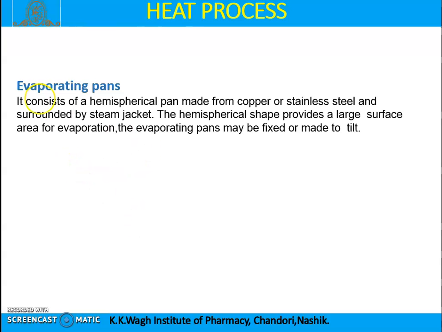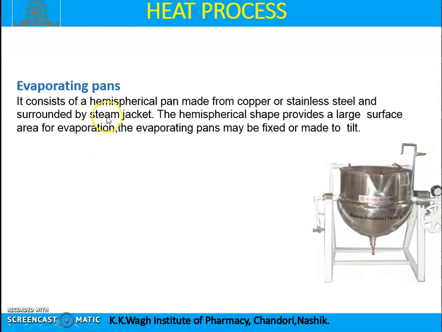The evaporating pan consists of a hemispherical pan made from copper or stainless steel and surrounded by a steam jacket. The hemispherical shape provides a large surface area for the evaporation. The evaporating pan may be fixed or made to tilt. This is the evaporating pan.